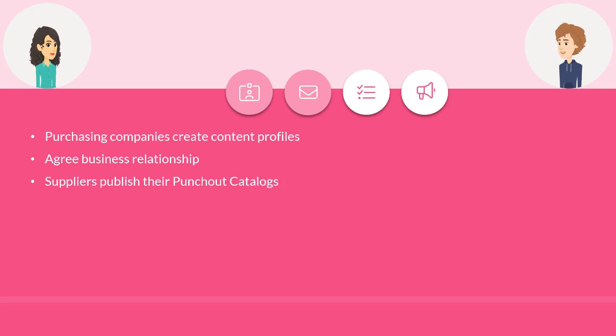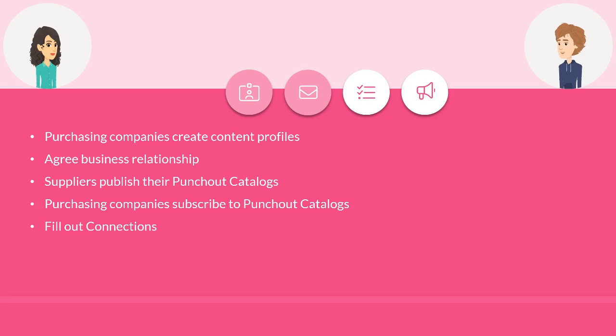Ah, and then colleagues can already use the catalog to order items? Not quite yet. Every Punchout catalog that you want to use must first be subscribed to. You can do this easily from the network. Can you show me where I can do that later? I'd love to. To complete the process now, 2 more things need to happen. Okay, and which ones?